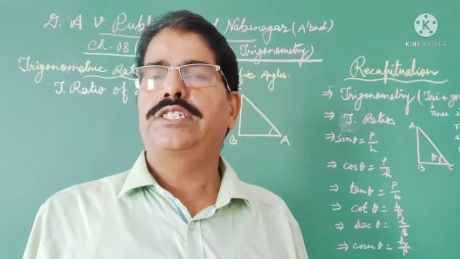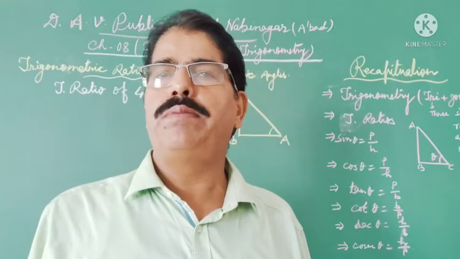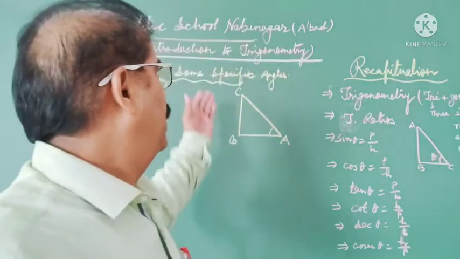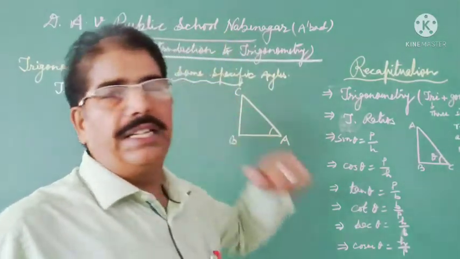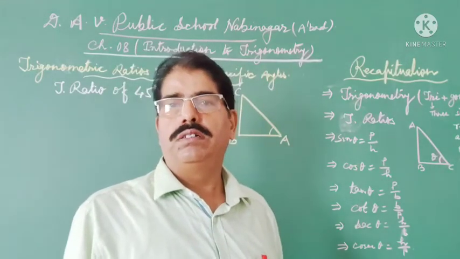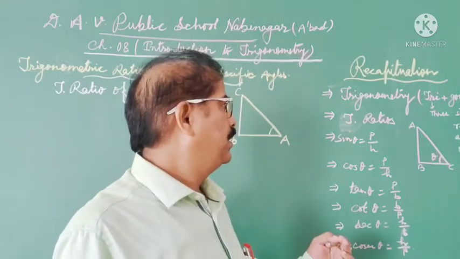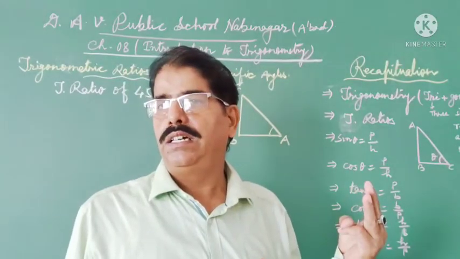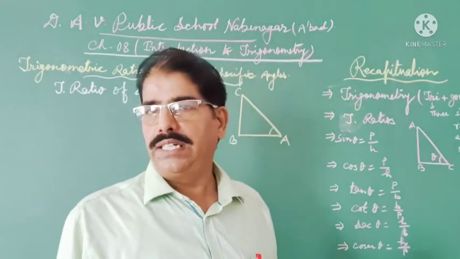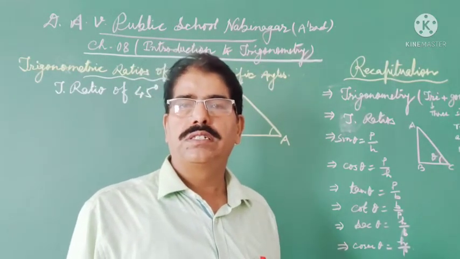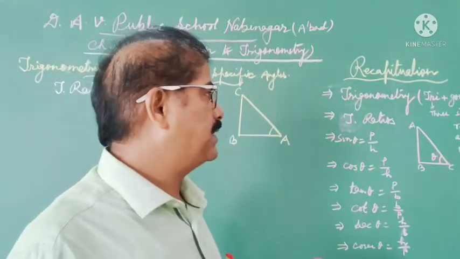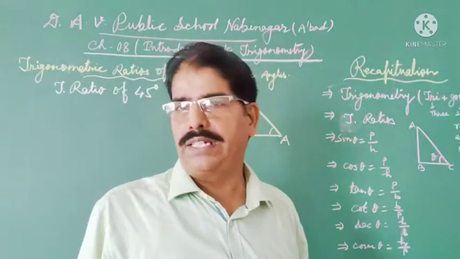Firstly, let's quickly recap what we have done in the previous class. Dear friends, your topic is trigonometry. What is trigonometry? Trigonometry is a Greek word. It is derived from three words: tri, gon, and metron. Tri means three, gon means sides, and metron means measurement. That means three sides measurement is known as trigonometry.